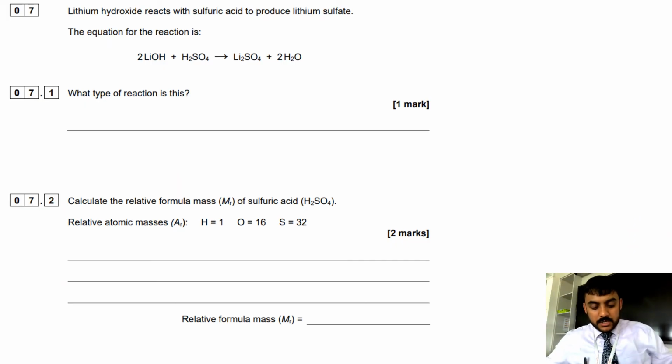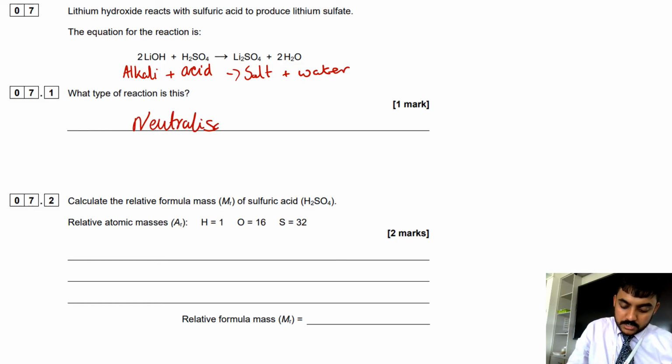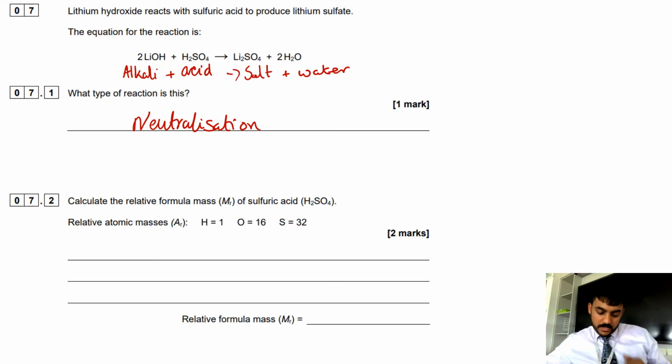Question 7. Lithium hydroxide reacts with sulfuric acid to produce lithium sulfate. The equation of the reaction is LiOH plus H2SO4 makes Li2SO4 plus H2O, which is lithium hydroxide plus sulfuric acid makes lithium sulfate plus water. What type of reaction is this? Well, in this reaction, you have an acid, and here's an alkali. Acid plus alkali makes a salt plus water. This is a neutralization reaction.